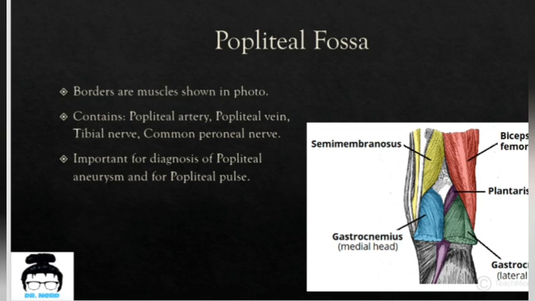This is the popliteal fossa. It contains the popliteal artery, popliteal vein, tibial nerve, and common peroneal nerve. Its clinical implication is to diagnose any popliteal aneurysm or also to look for the popliteal pulses.